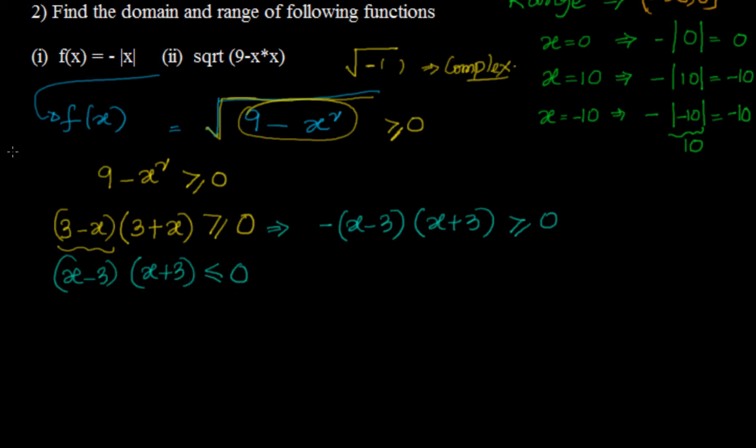Okay, now (x minus 3) into (x plus 3) less than or equal to 0, that means I should have a negative value. To have a negative value, I should have different signs coming from different parts. That means if the first one is giving positive, the second one should give negative. If the first one is giving negative, the second one should give positive. So let us do one thing. We will check for some values here.